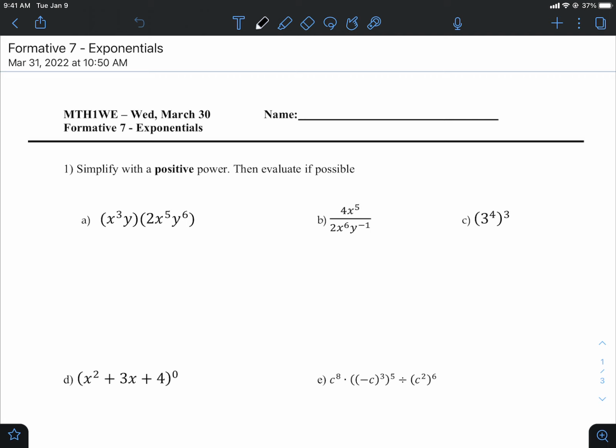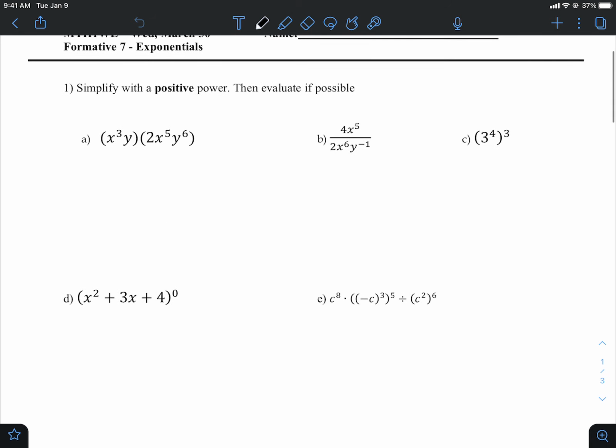So for this, simplify with a positive power. That means I should not see any negative powers or negative exponents in your final answer that you have said, this is my final answer. So, simplify. Let's go here.